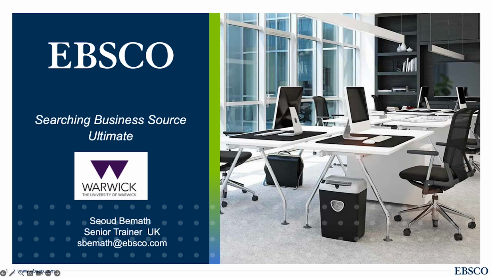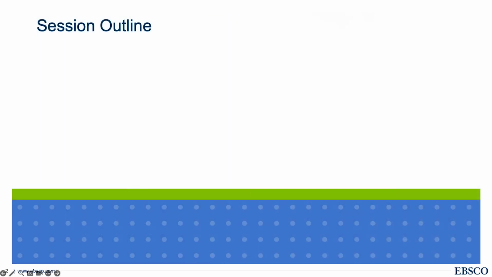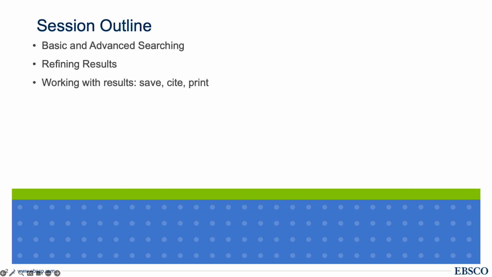So today we are going to look at the Business Source Ultimate database. The agenda is looking at how we can search it. So we'll look at the basic and advanced searching, how we can refine our results as well, and some of the tools that are available to us, important things such as being able to cite, print, as well as save our work. The folder options where you can personalize that.